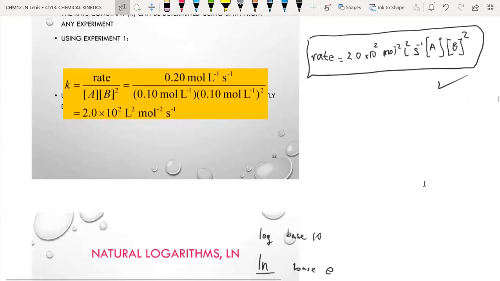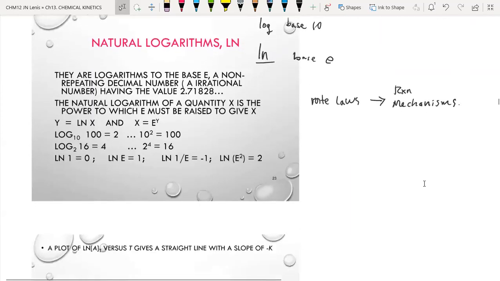That's why the next step is to learn how to write differential rate laws or integrated rate laws. And that's going to be our next conversation here, next video.